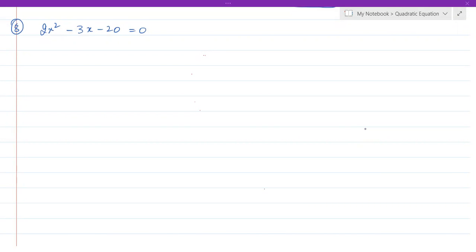So the first step is always to make the coefficient of x square 1. Here the coefficient of x square is 2. So we have to make it 1. How do we make it 1? We'll just divide by the number. So here the coefficient of x square is 2, so let's divide by 2.